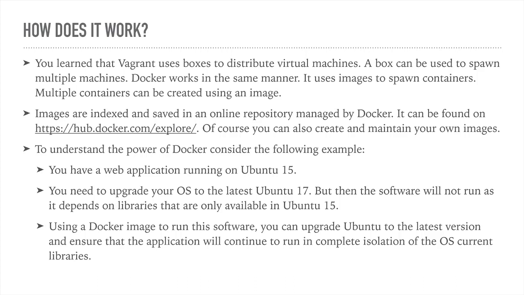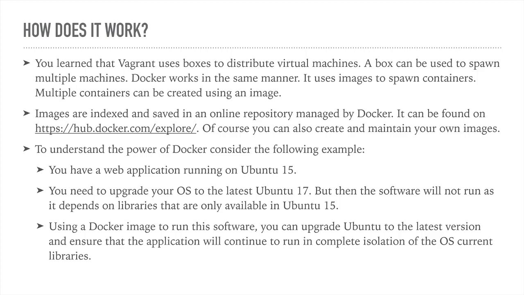And of course, Docker is not like Vagrant technically. I'm just listing the points of similarity in the way both of them work, but technically they are totally different. Docker is a containerization platform while Vagrant is a virtualization platform. So images are templates to spawn containers, and multiple containers can be created using a single image, just like multiple Vagrant machines can be created using a single box.